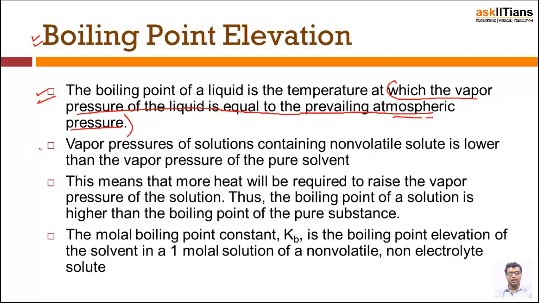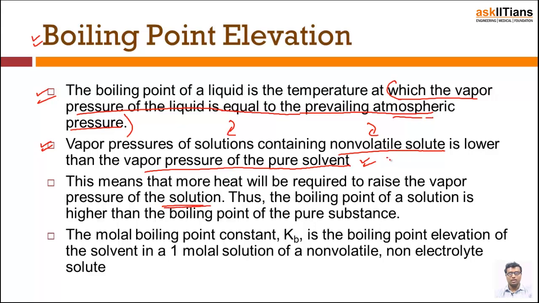Next important point: the vapor pressure of a solution containing a non-volatile solute is lower than the vapor pressure of the pure solvent. This point we have already understood from the given animation. It showed that when you add a non-volatile solute, the vapor pressure of the solution will be lower than the vapor pressure of the pure solvent. This means that more heat will be required to raise the vapor pressure of the solution.